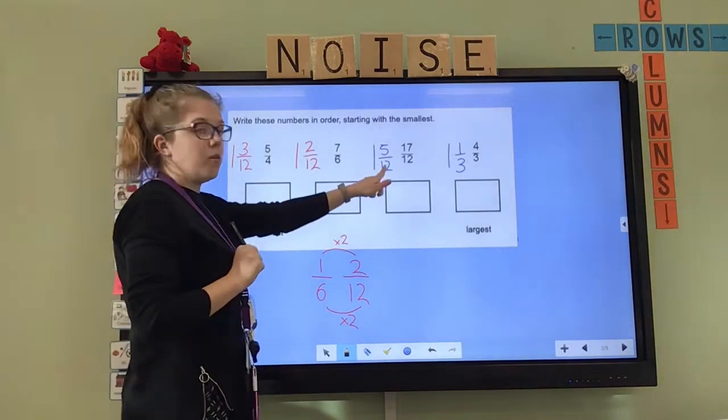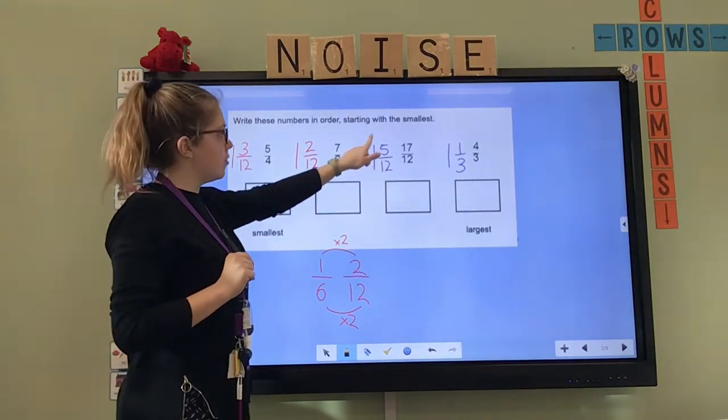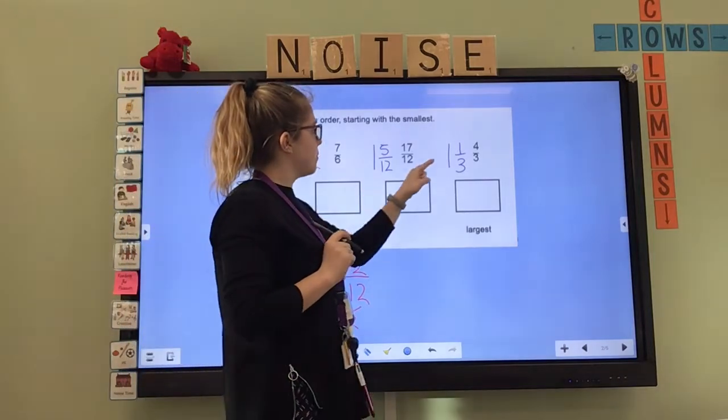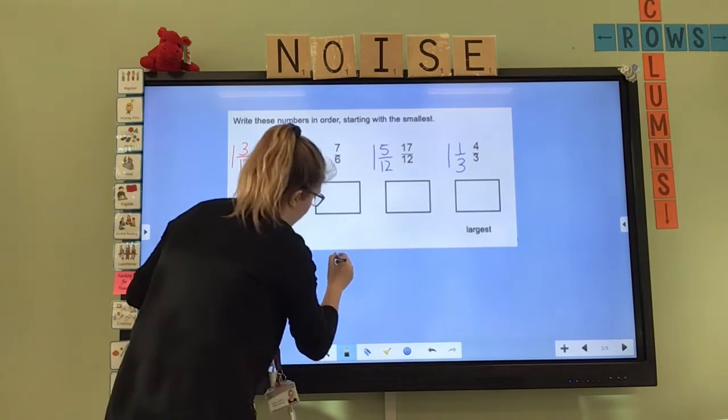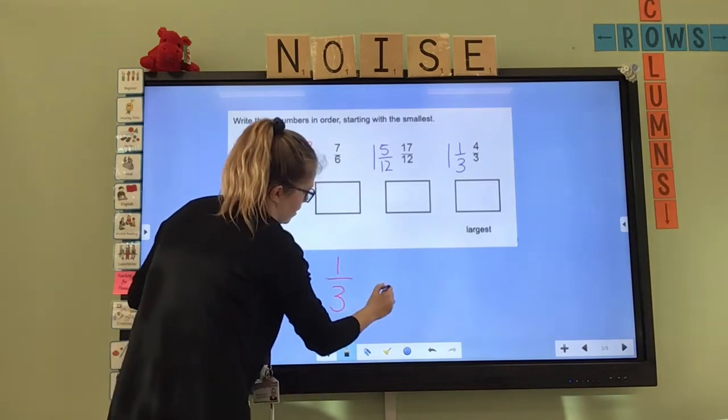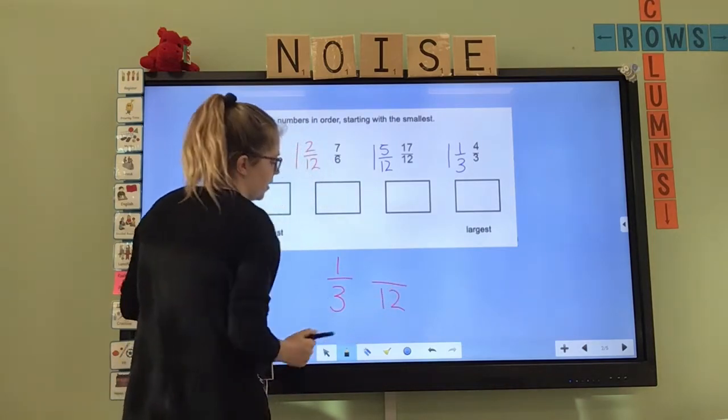We're getting there. We don't need to do anything to our 17/12 or 1 and 5/12. So we can move on to 1 and 1/3. We need to put our third into 12ths, find that equivalent fraction.